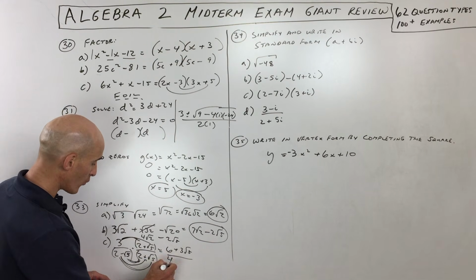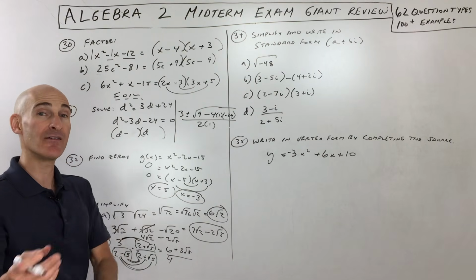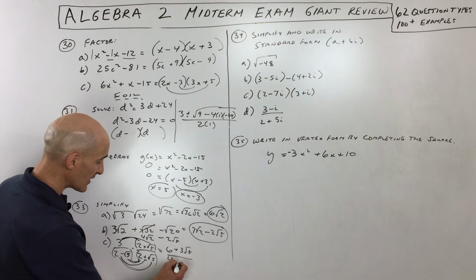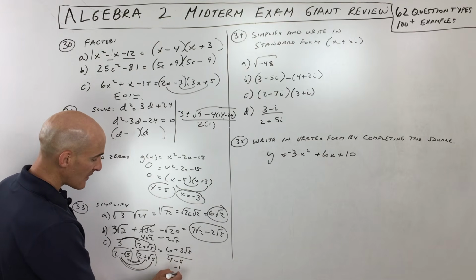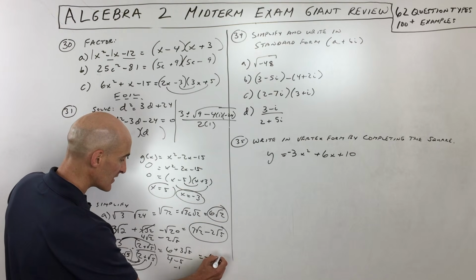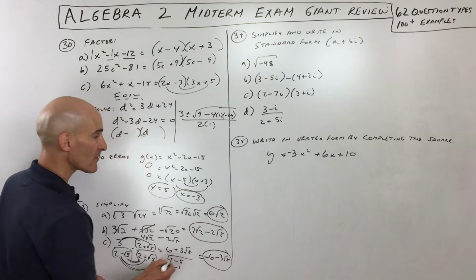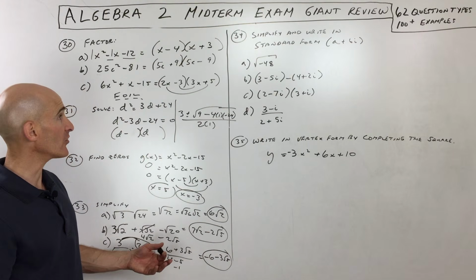2 times 2 is 4. Negative root 5 times positive root 5 is negative square root of 25. Square root of 25 is 5, but it's a negative, so it would be negative 5. 4 minus 5 is negative 1. If we divide both these terms by negative 1, we can simplify this to negative 6 minus 3 square roots of 5. Again, check out more videos on my YouTube channel about simplifying radicals.